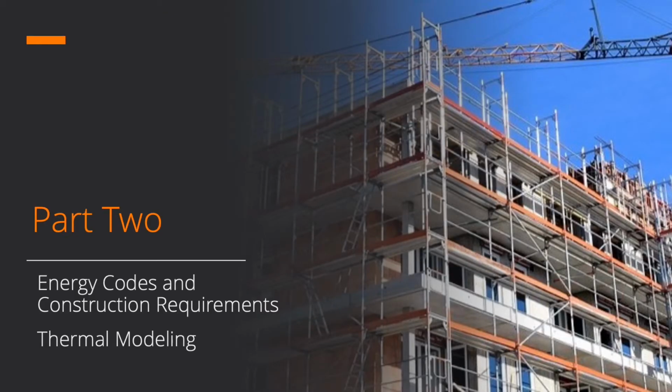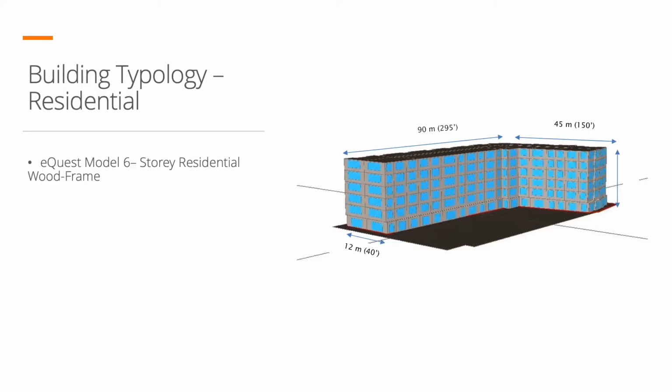As previewed in our previous installment, in today's installment, part 2, we will be looking at energy codes, construction requirements, thermal modeling, and related energy use, beginning with our residential property. Our residential building is a standard 6-story wood frame building with 40% glazing. No balconies or terraces were included, however, and that was to match the typical construction and styling of our commercial building and limit the number of variables between the two.